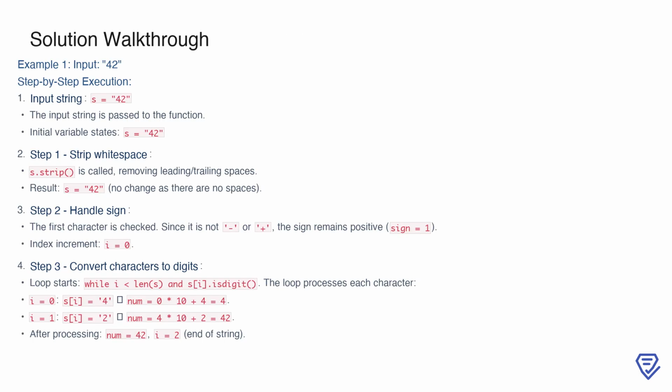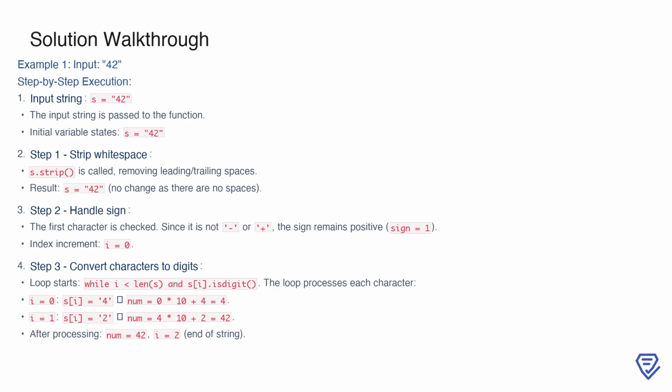Let's start with the first example, where the input string is 42. The function begins by taking the input string and initializing it as s equals 42. In the first step, we strip any leading or trailing whitespace using the strip method. Since there are no spaces in this case, the string remains unchanged as s equals 42. Next, we handle the sign. The first character is checked, and because it is neither a dash nor a plus, the sign is assumed to be positive, so we set sign equals 1.